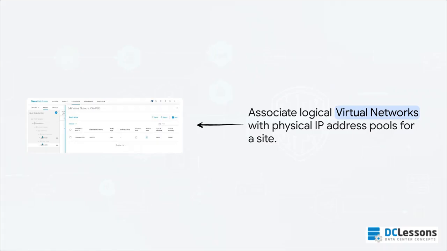Next, we've got to connect our logical virtual networks, our VNs, to some actual IP addresses. As you can see right here, we're associating the campus VN with a specific IP address pool. So now any device that gets placed into that VN will automatically get an IP address from that specific scope.